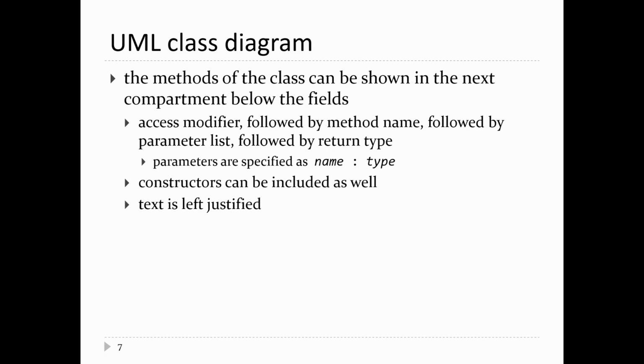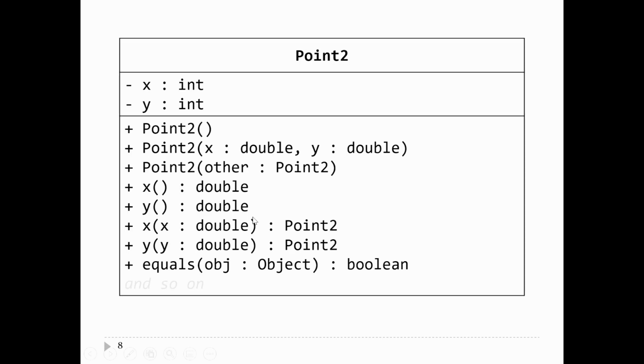Right? Your methods can have access modifiers. Right? They have a name, then the parameter list, and then the return type. Right? So the order of the elements is different in a UML class diagram compared to the Java programming language. Right? So for example, our point 2 class has a public constructor called point 2, right, that has no parameters, returns no value. So the return value comes at the end in a UML class diagram.